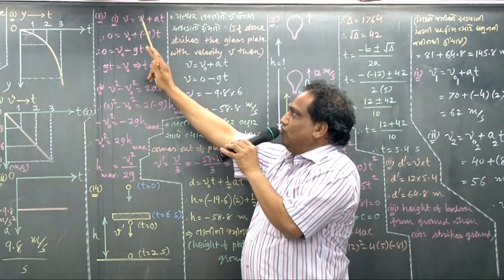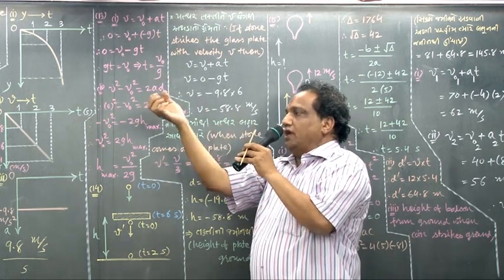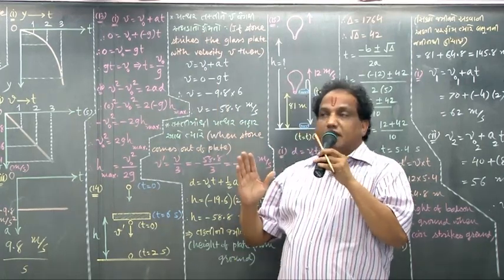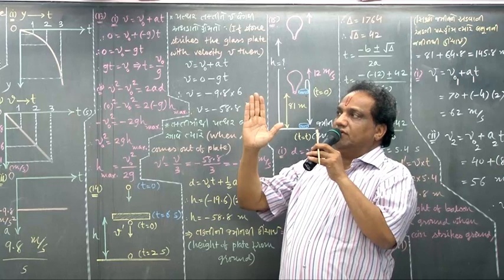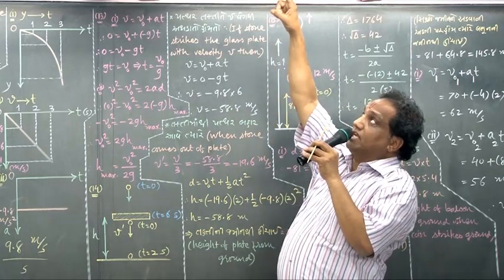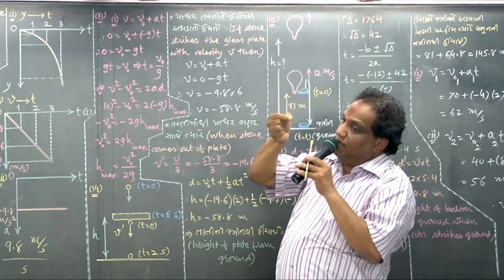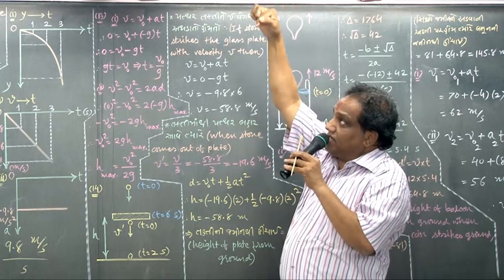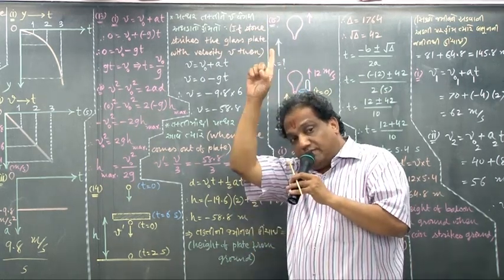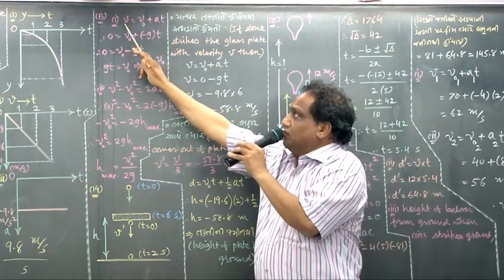V equals V0 plus AT. When you throw any body vertically upwards, what will happen? As time passes on, it will achieve greater and greater height. But then at the point of maximum height, it would come to rest for a moment, and then it will start falling downwards. So I'm talking about the point of maximum height. Then the final velocity has just become 0.